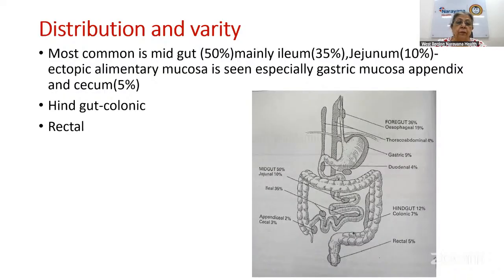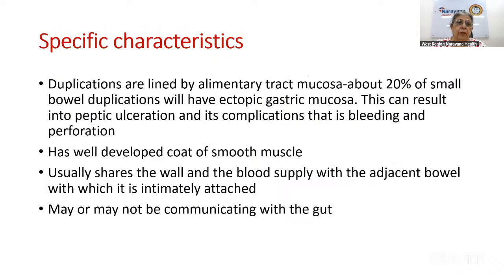Then there is a colonic duplications. We call it a hindgut duplication also. These may be, usually they are tubular in variety, and a rectal, which is very rare. Now the specific characteristics of the duplication, where you can differentiate them from other cystic lesions in the abdomen.